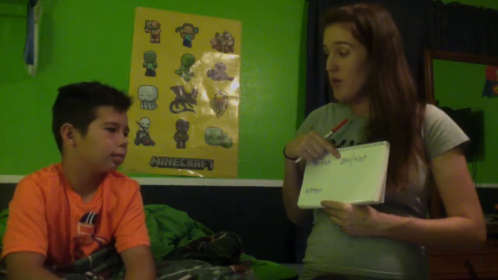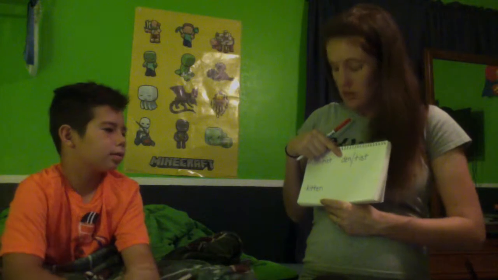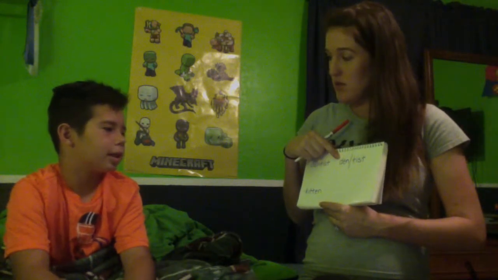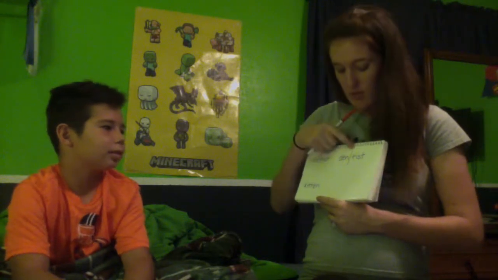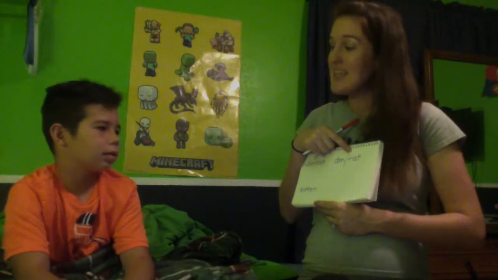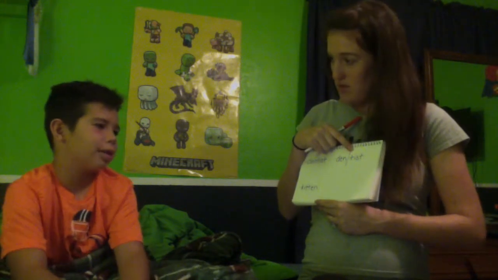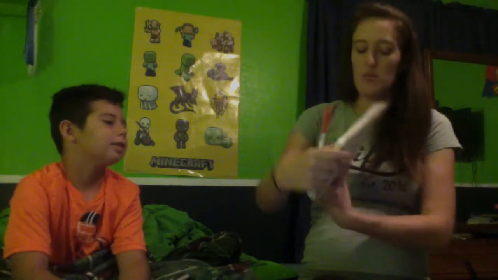Good. So what type of syllable is the word "den"? Is it open or closed? Closed. Good. How do you know it's closed? Because it has a letter at the end. Good. What about the syllable "tist"? Is it open or closed? Closed, because it has two letters after. Right, so it has two pieces of bread at the end of that one. But you're right, it's closed.